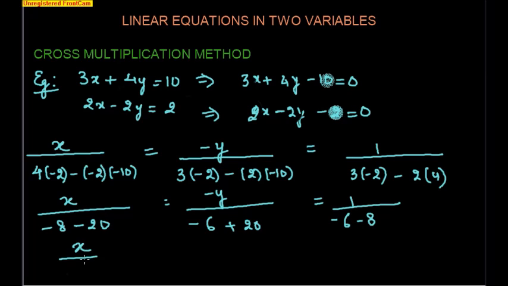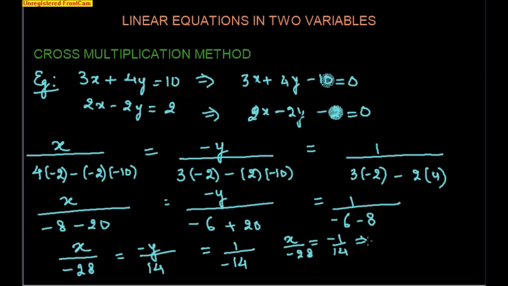So we get x upon minus 28 and minus y upon 14, 1 upon minus 14. Now we equate x with the constants. That is, x upon minus 28 is equal to minus 1 upon 14. So from here we get that x is equal to 2. Similarly, I equate the coefficients of y and the constants, and we get y equal to 1.